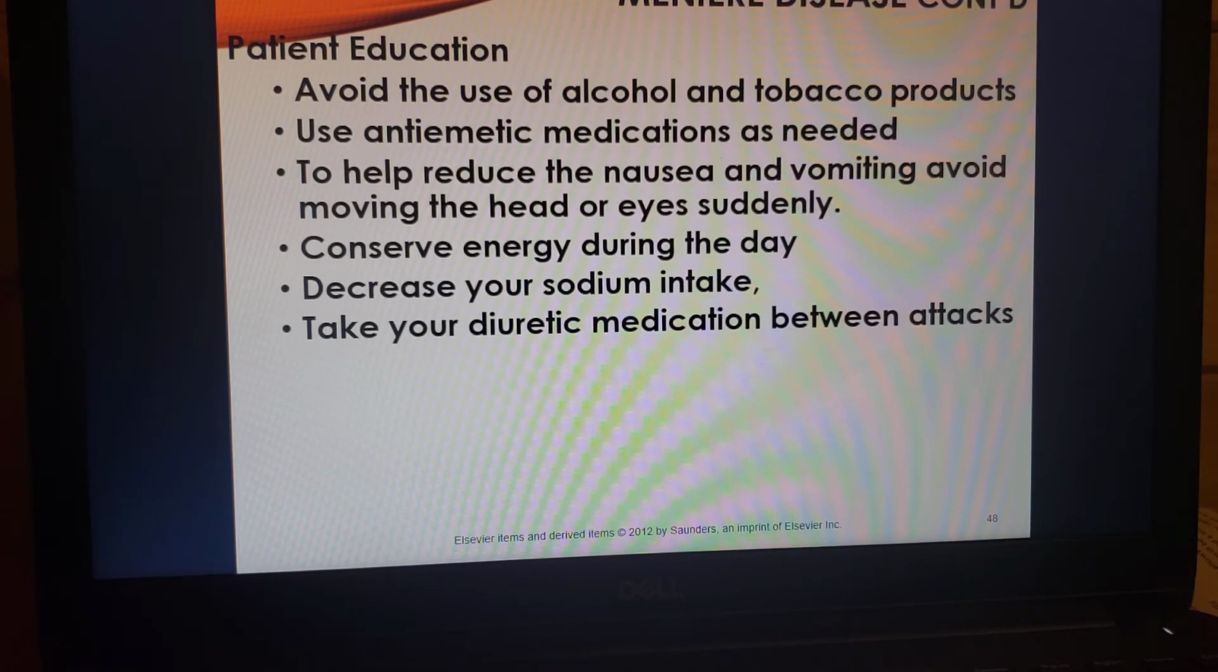These patients should avoid using alcohol or tobacco. They need to implement antiemetic medications, PRN, to help reduce the nausea and vomiting. They need to learn to move their head slowly and their eyes as well. This will decrease the vertigo. They should conserve their energy during the day, decrease sodium intake, and take their diuretic medications as ordered by the physician.